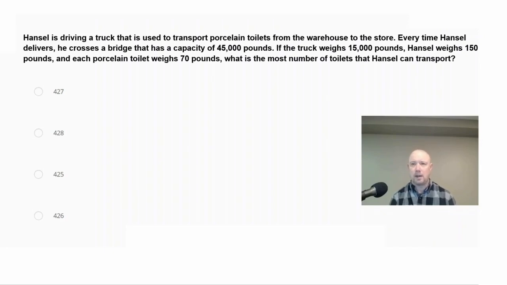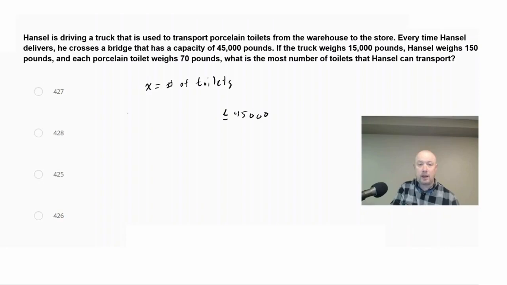All right, so this would be an inequality algebra problem. And so what we're going to do is set up our unknown. So we're trying to find the number of toilets that Hansel can transport. So I'm going to say let X represent the number of toilets. And we know that the capacity is 45,000 pounds for the bridge. So when we set this up, we want to be less than or equal to 45,000.